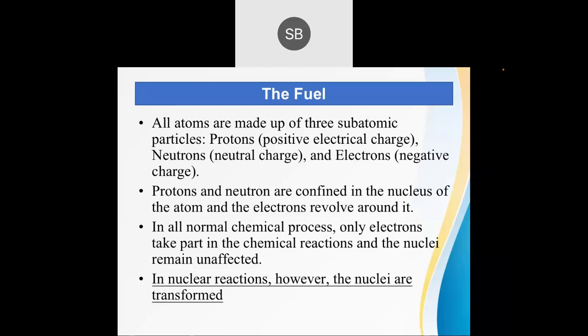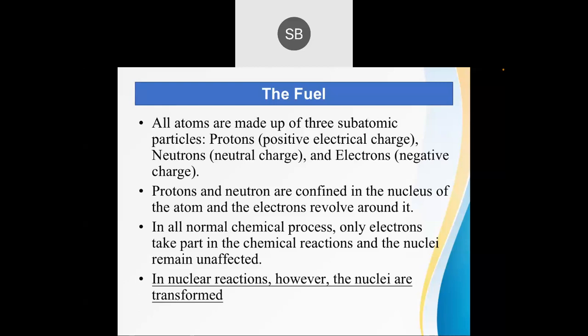Now, first of all, what is the fuel? The fuel we are using in the nuclear power plant, because the nuclear power plant is working on the same thermal cycle. Okay. Whatever we are using in a thermal power plant, the same cycle is present. We are generating the steam, and that steam will pass through the turbine, and it will produce the power.